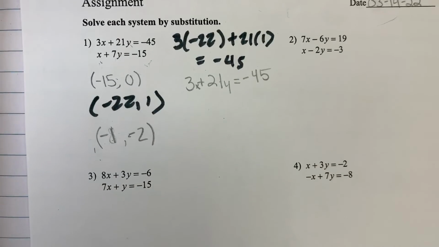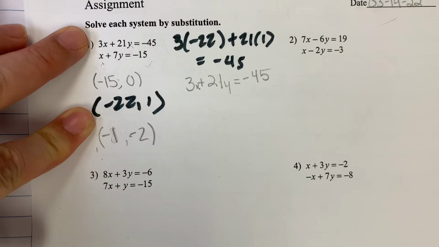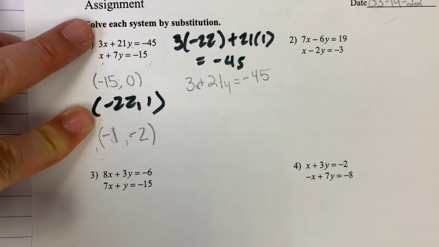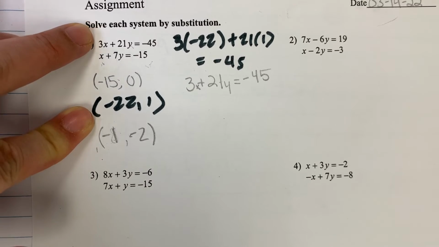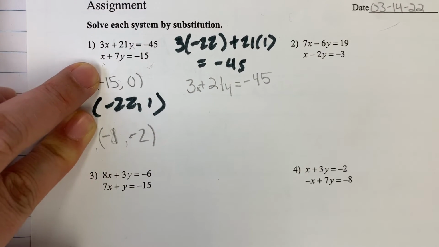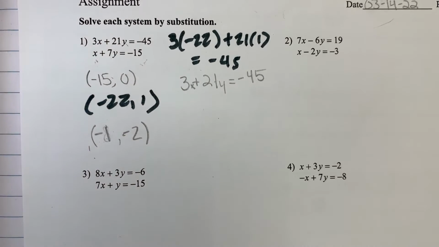So what did you discover? If you take this second equation and multiply by 3, you will end up having the first equation. Another way of saying it: if you take the first equation and divide every term by 3, you will have the second equation. So even though they look different, what's the conclusion?